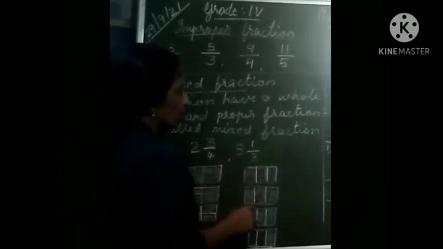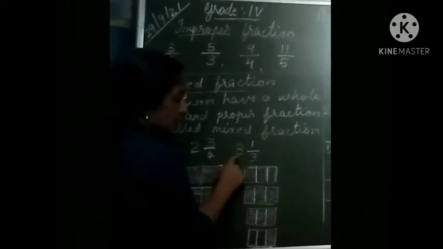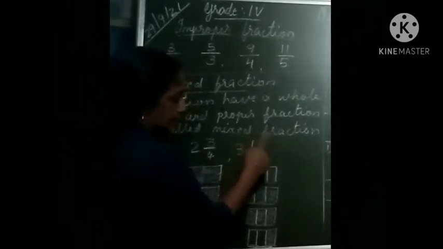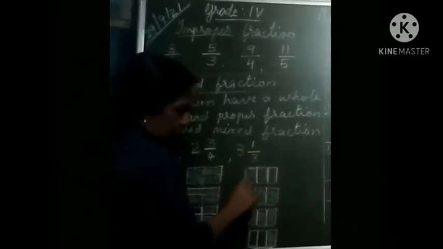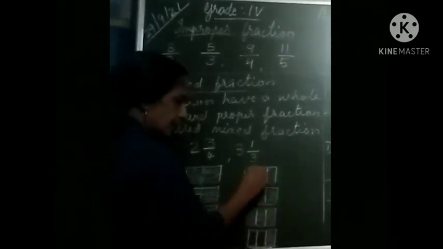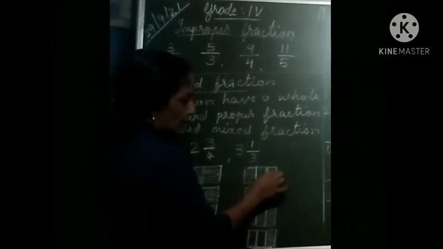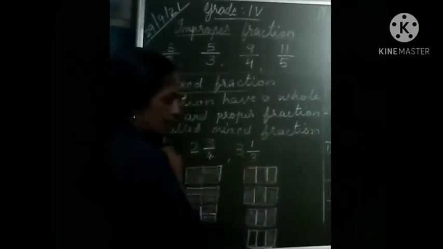Here 3 and 1 by 3, that is 3 full pieces and 1 more piece cut into 3. Then first one full, second, third. I cut this one into 3. One by one I take these 3.